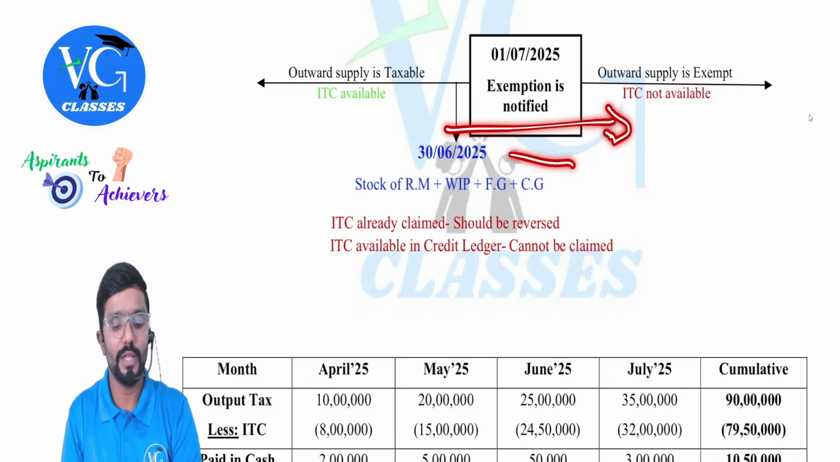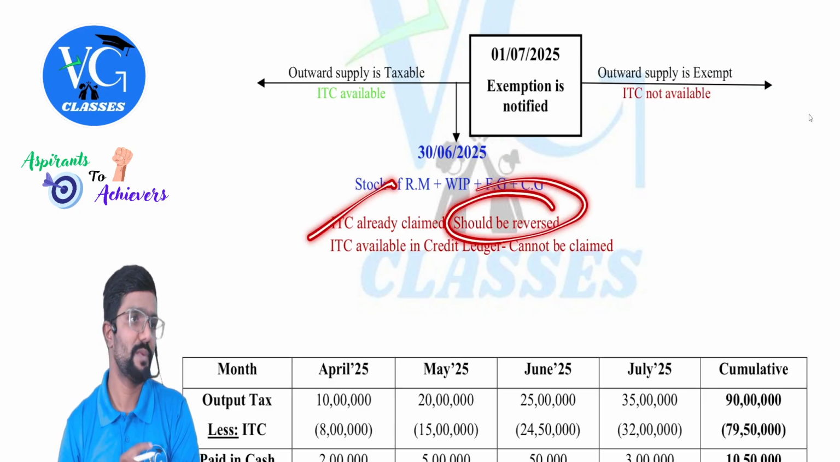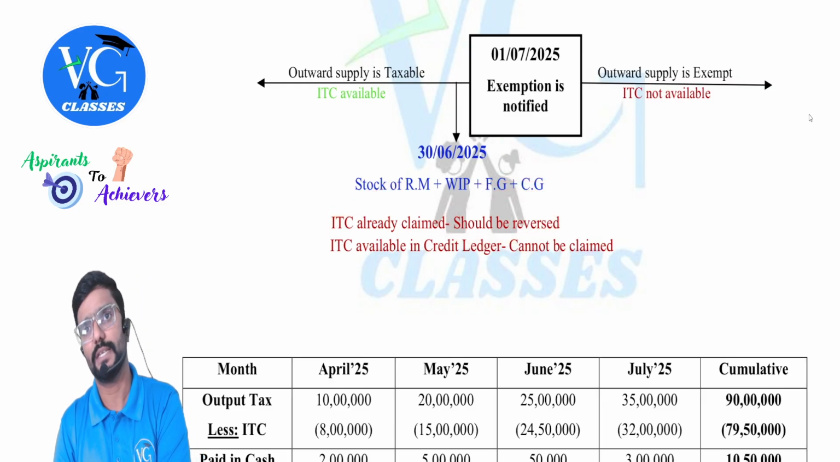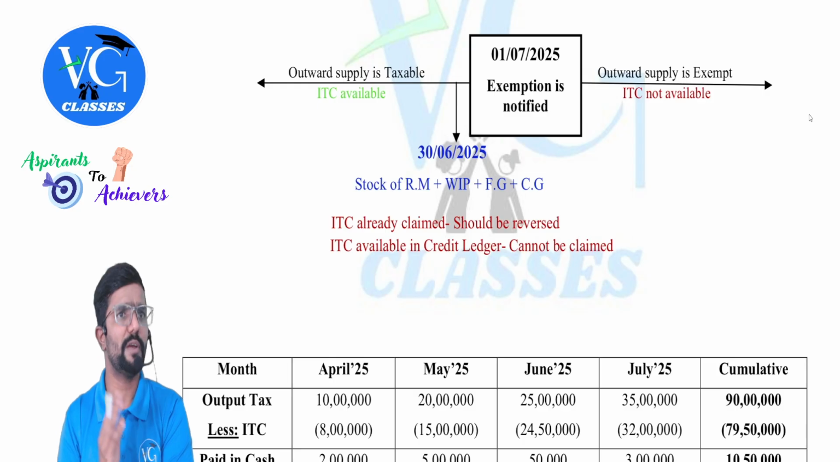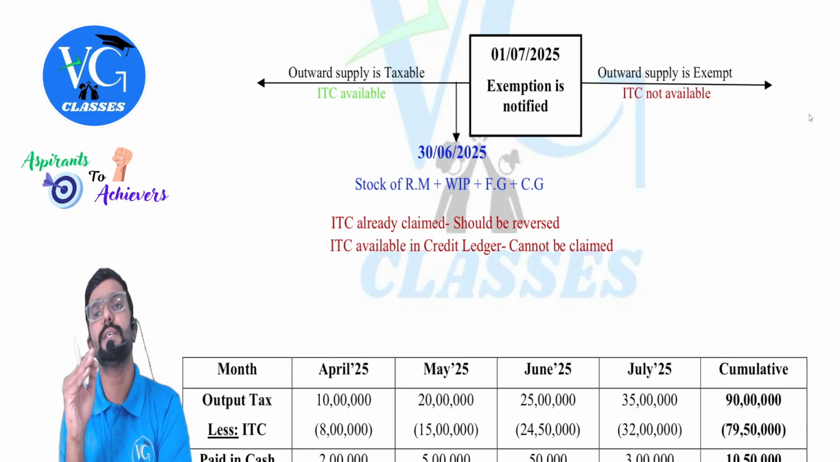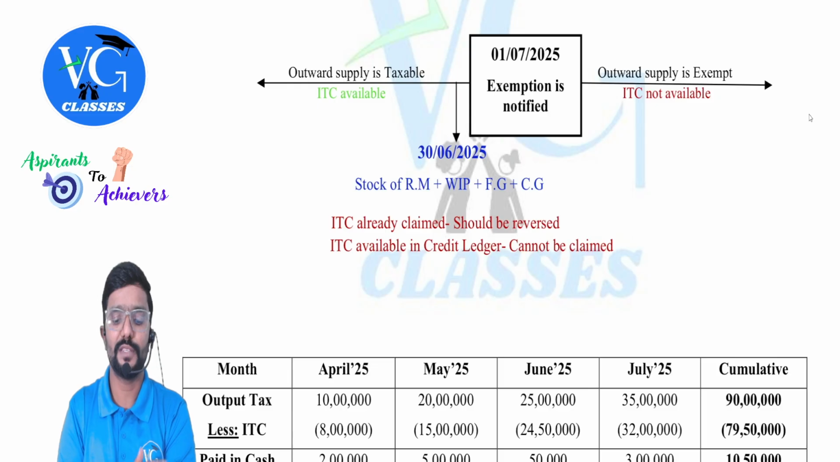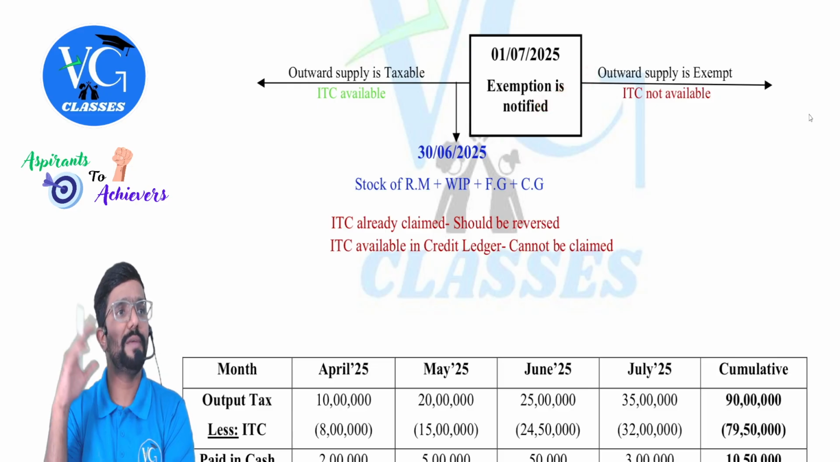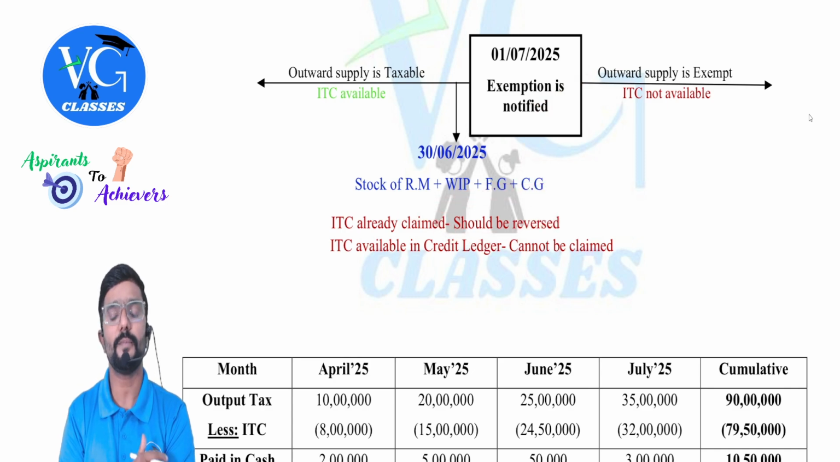So they're telling that on this stock, if ITC is already claimed, please reverse it. Reverse it in the sense, add it to your output tax and pay it, because you already took the benefit. But now we are asking you to reverse. For which month, sir? For July. For July, you will make the payment in August, right? Pay it along with this credit.